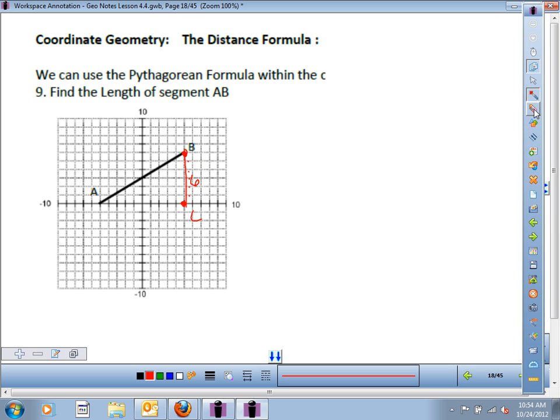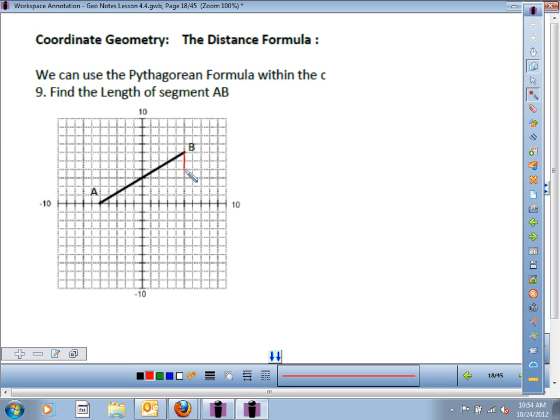We would find that length of 6. Same as if it was a nice horizontal line, say from here to here, we could just count: 1, 2, 3, 4, 5. That segment would be 5 units long. But when it's oblique, slanted like this, we can't exactly do that. But what we're going to do is use the Pythagorean theorem here.